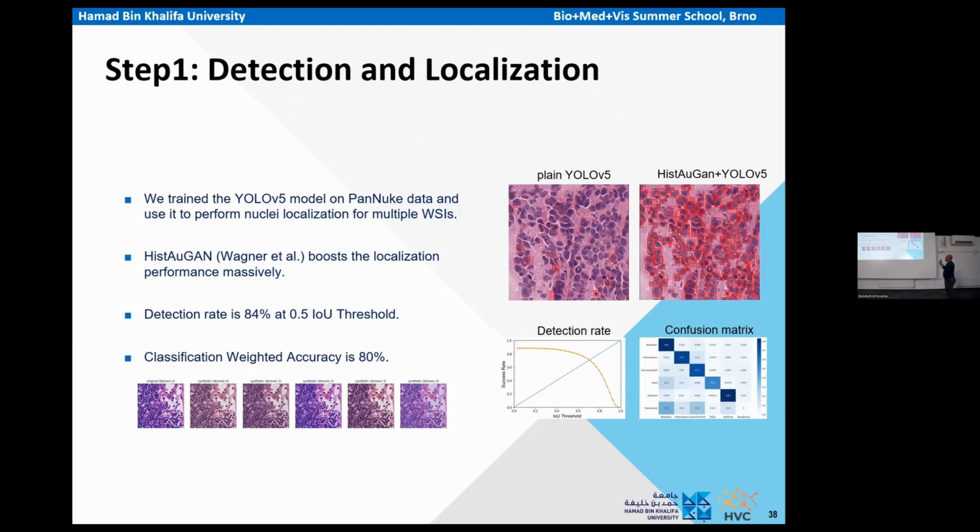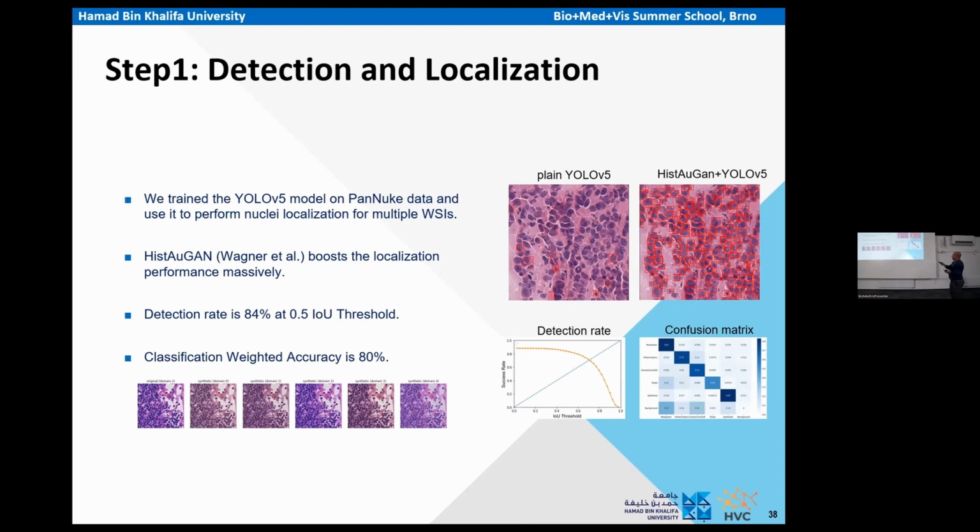we boost it by incorporating a generative model called Histopathology, which is for improving the recognition of nuclei. And with this kind of model, we are now able to have a detection rate of more than 80%, 84%. And the same model provides us an accuracy of 80%.